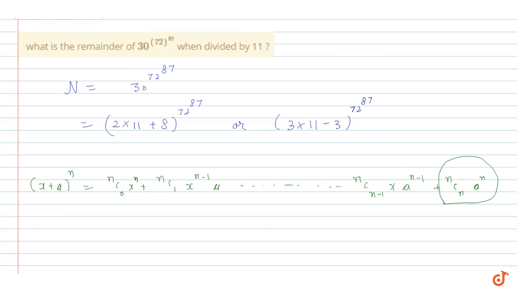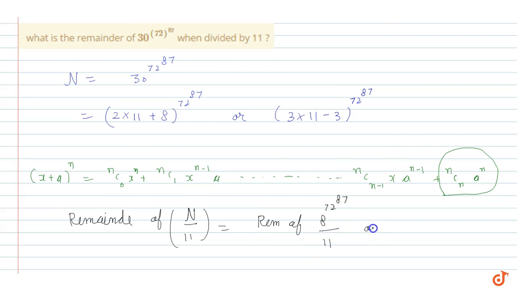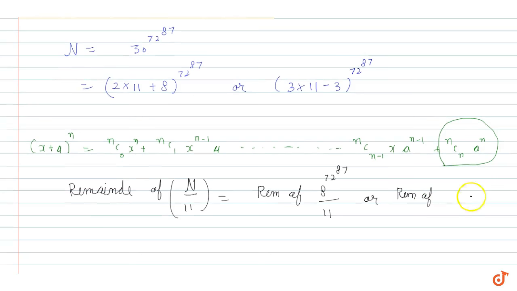So by a similar concept we can say that the remainder of N divided by 11 is equal to the remainder of 8 raised to power 72 raised to power 87 by 11, or the remainder of minus 3 raised to power 72 raised to power 87 by 11.